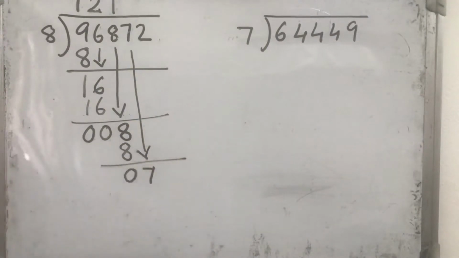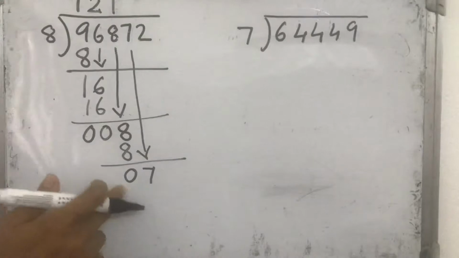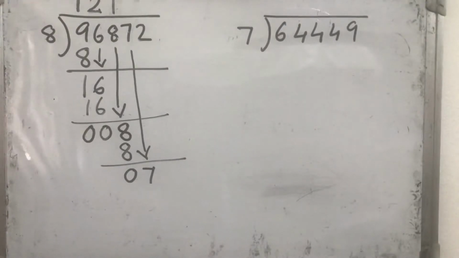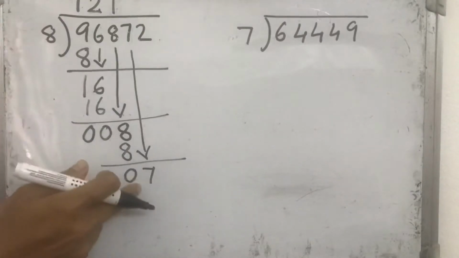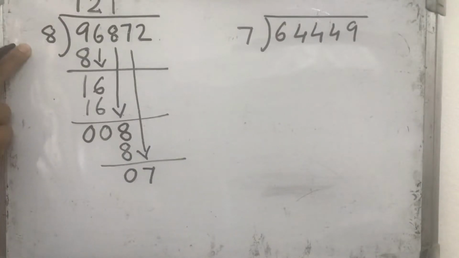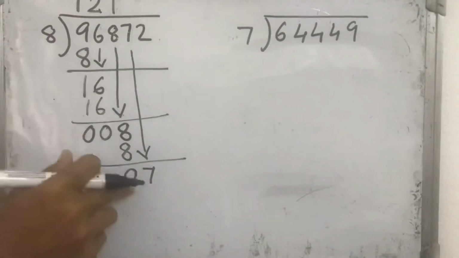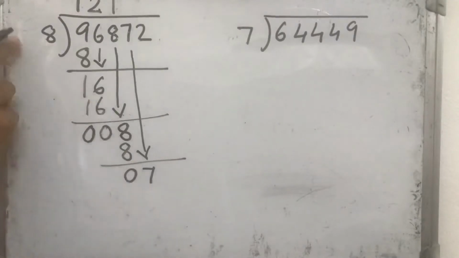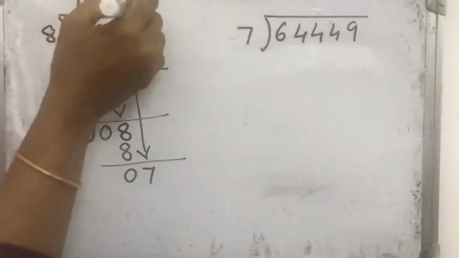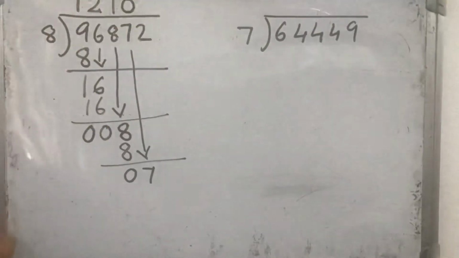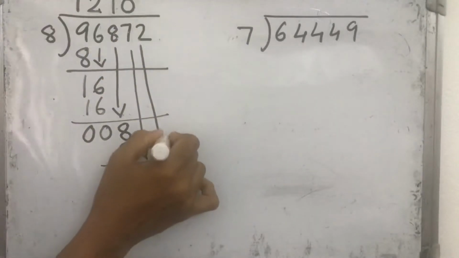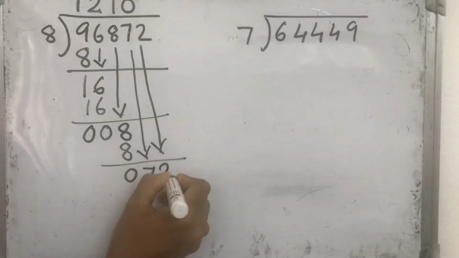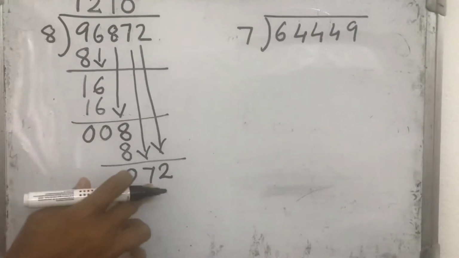Then bring down the next digit, which is 7. Then 7 divided by 8. Is it possible? Can we divide 7 by 8? No, it is not possible because 7 is smaller than 8. This division is not possible. So if it is not possible to divide 7 by 8, we put one 0 on the quotient part. After writing that 0 on the quotient part, we bring down the next digit, that is 2.